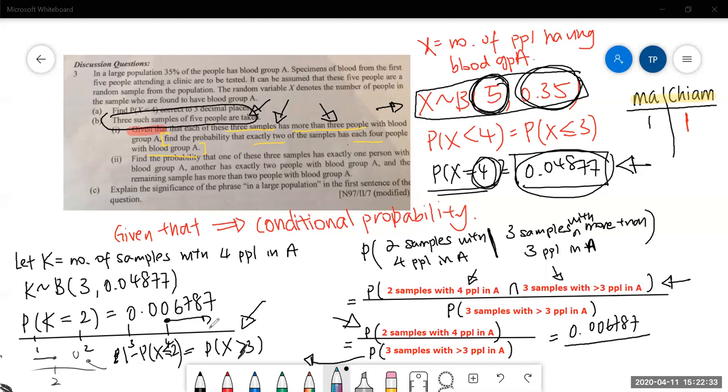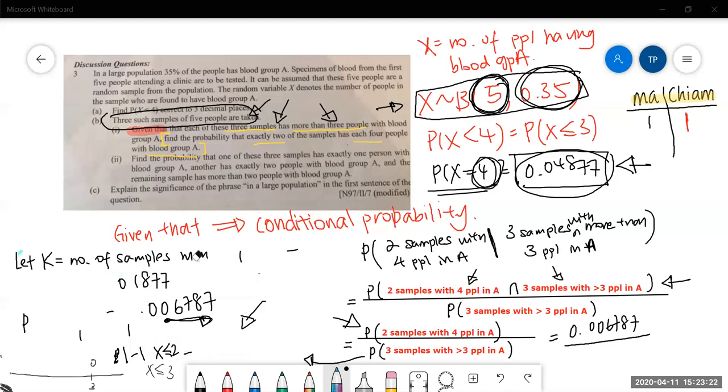No, that's not what I meant, sir. We want X greater than 3, right? We want the probability of X greater than 3. Yeah. Since we want X to be greater than 3, that means we need to use 1 minus the probability of X less or equals to 2. Is that correct? Yes, you're right. Yes, correct. Thank you.